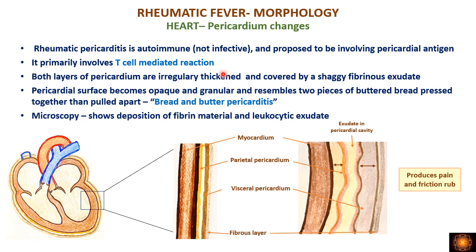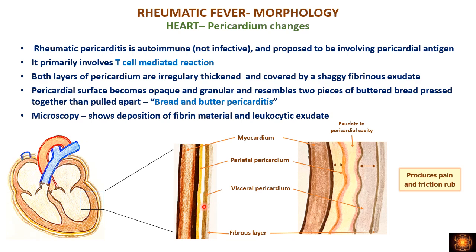And when we see the pericardium, we have two layers in the pericardium. One is the parietal pericardium, which is present just adjacent to the heart muscle, and another one is a visceral pericardium, which is present adjacent to the chest wall structures. And in between the two pericardiums, we have the pericardial cavity. So we have a minimum fluid in this pericardial cavity so that the movement of the heart is made easier.